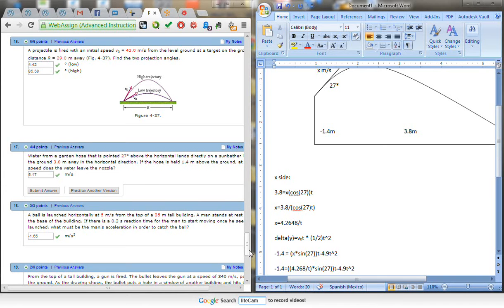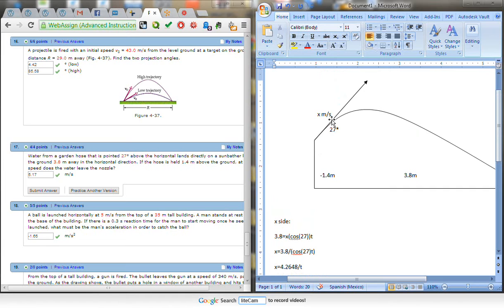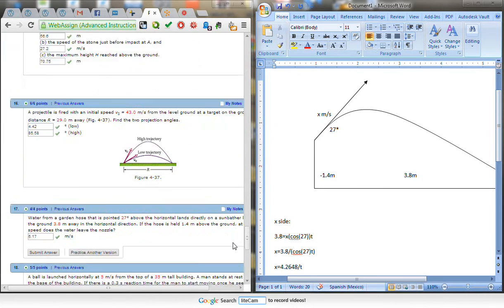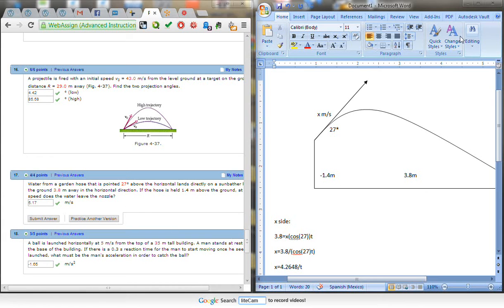Today I'm going to be covering question number 17, which most likely is the hardest question on the WebAssign since you don't learn a specific formula for it and you have to derive it. Anyway, so we'll be starting on number 17.